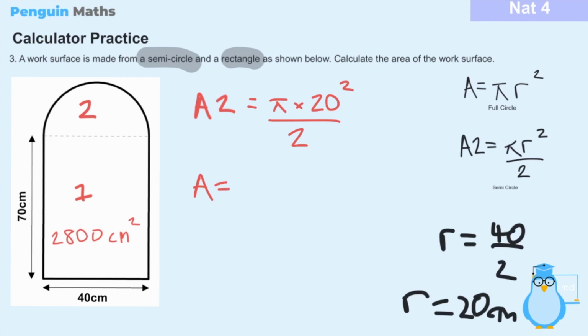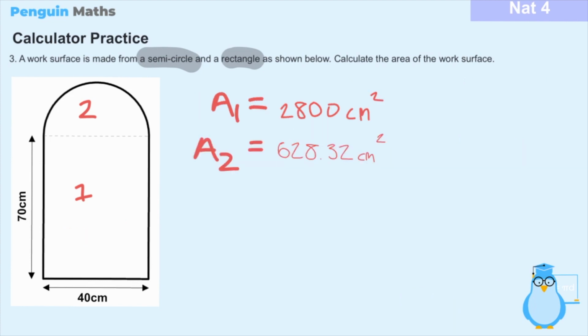And if we put this into our calculators, what we should get is an answer of around 200 pi, so 200 times pi. And to put this into our calculator, what we should get is an answer that is around 628.32, and remember the units is centimeters squared. So now we know both the area of A1, so the rectangle, which was 2,800 centimeters squared, and we know now the area of the semicircle, which was 628.32 centimeters squared.